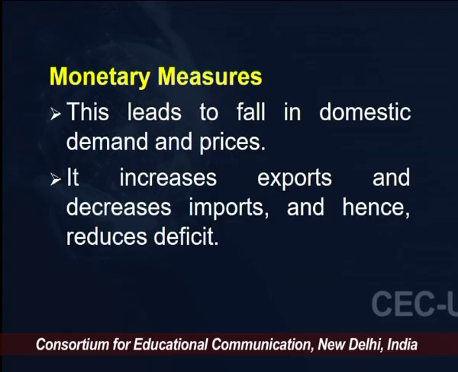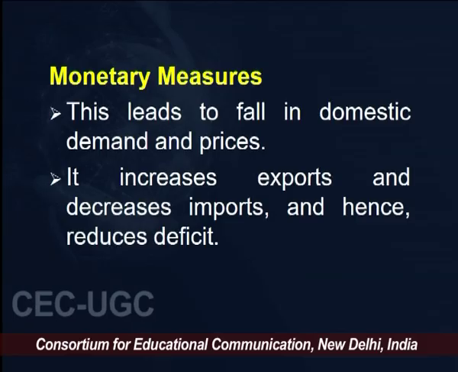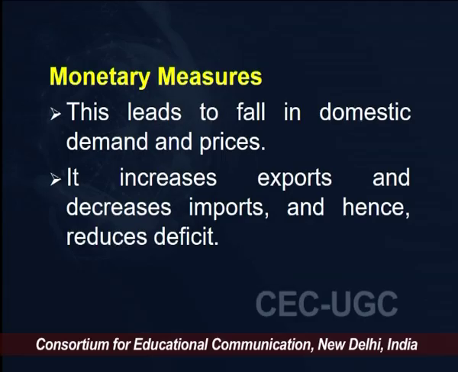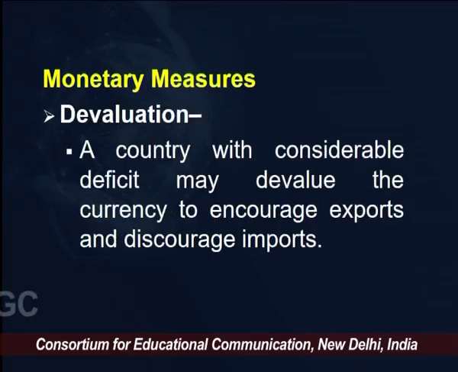Now, if in the deficit situation we take all these monetary measures, this leads to a fall in domestic demand and prices. It increases exports and decreases imports, and hence reduces the deficit in the balance of payment. That is how you can do away with the deficit.